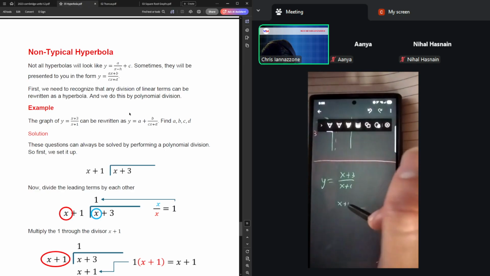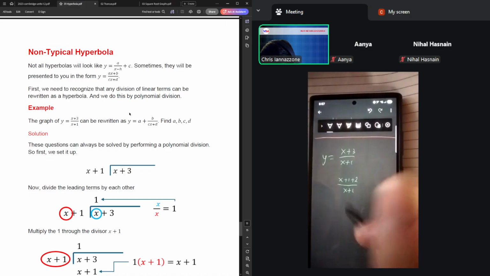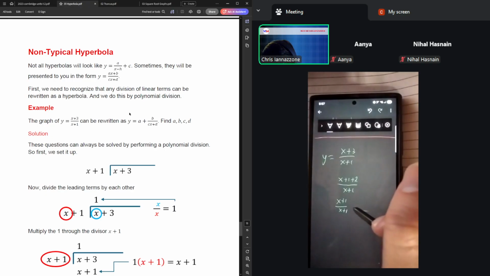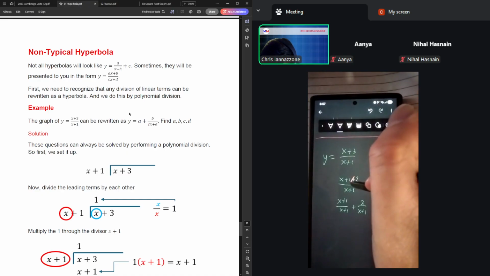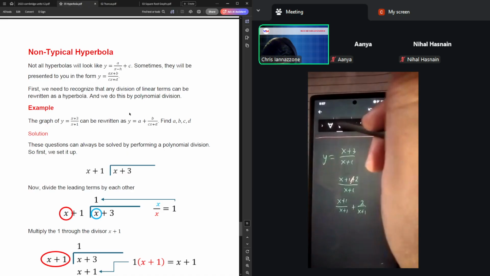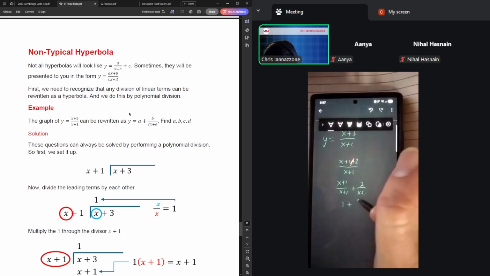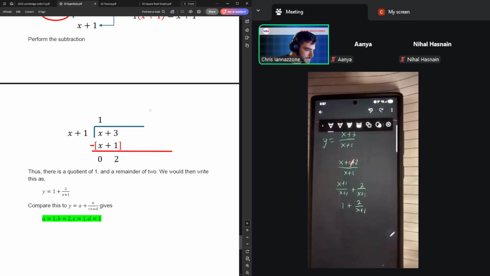So start by splitting up that term into 2 separate terms, and then split that off. So x plus 1 over x plus 1, and then 2 over x plus 1. They'll have the same denominator, so what I've done is just split that one off to its own separate fraction. From here, anything divided by itself is 1, and that gets you exactly the same spot that we had at the end of our polynomial division.